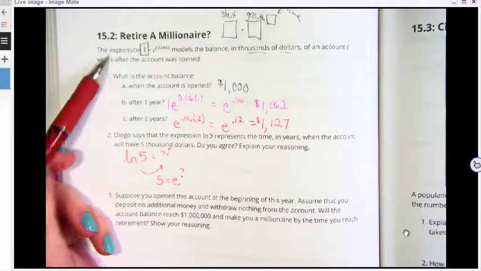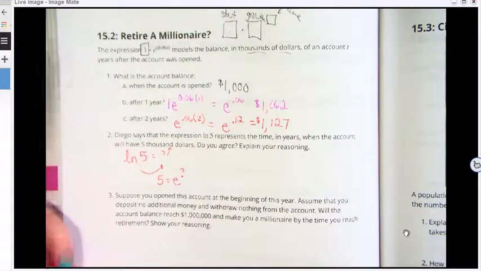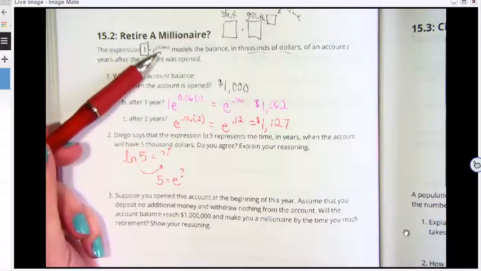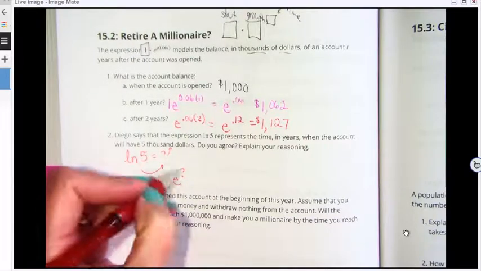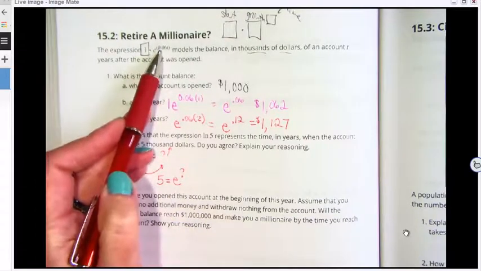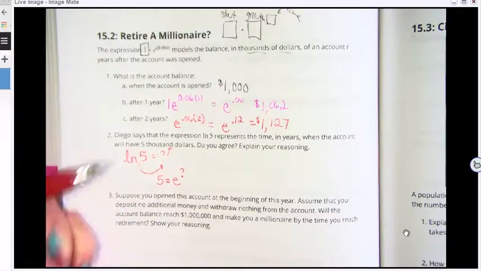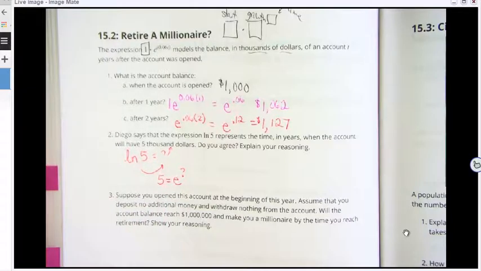So that does make sense. The expression models the balance that we would have of an account after a certain number of years. Now, it wouldn't exactly tell us how many years we'd still have to use this 0.06t, but this is telling me that if the output of this e raised to the 0.06t is the balance of the account in thousands of dollars, this would be how long it's going to take for us to get to $5,000 in the account.